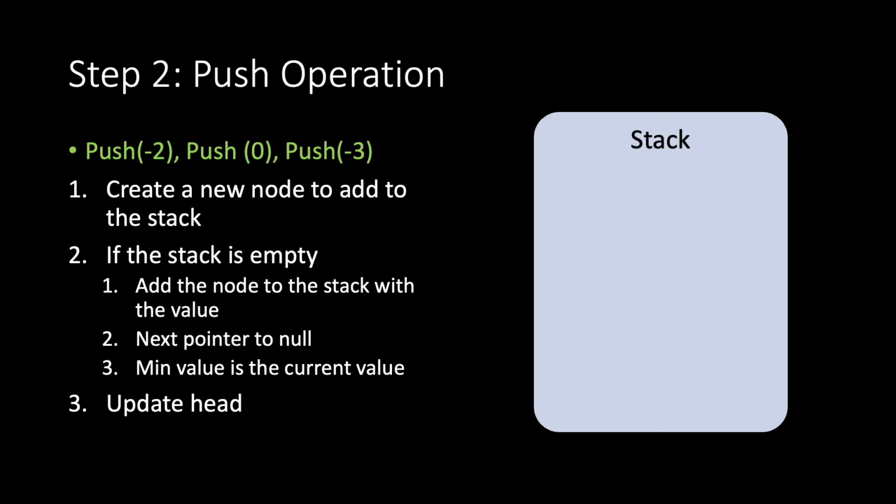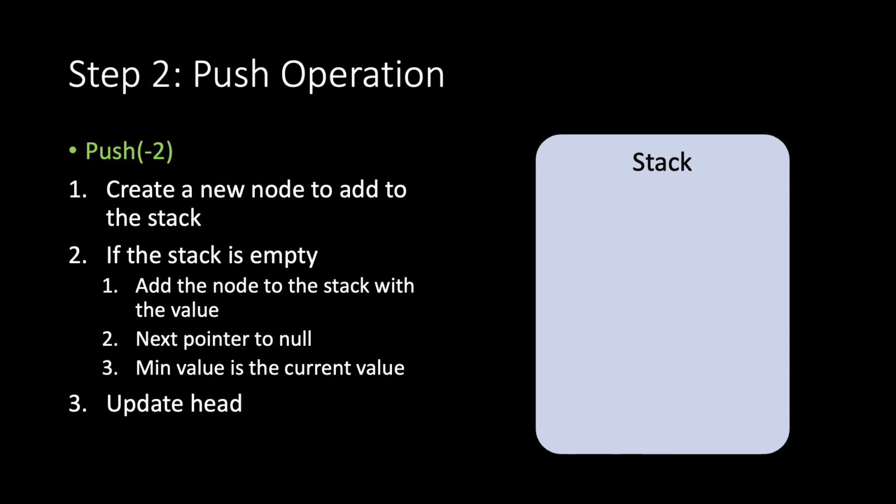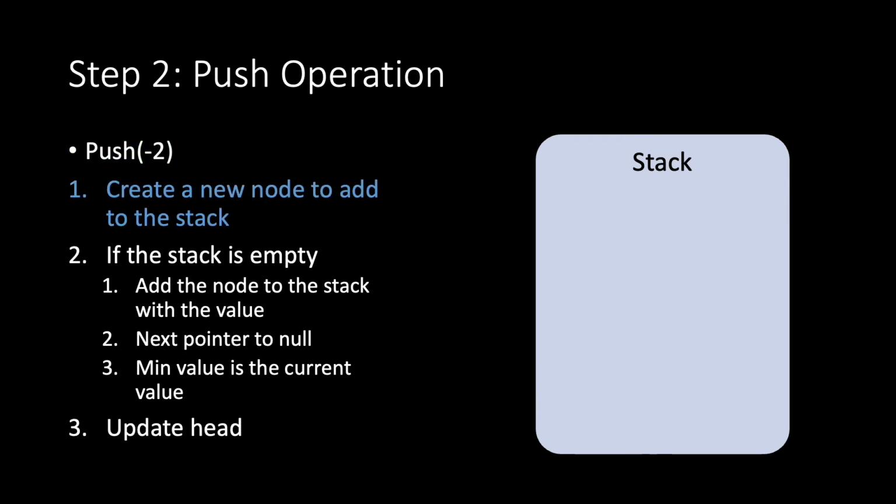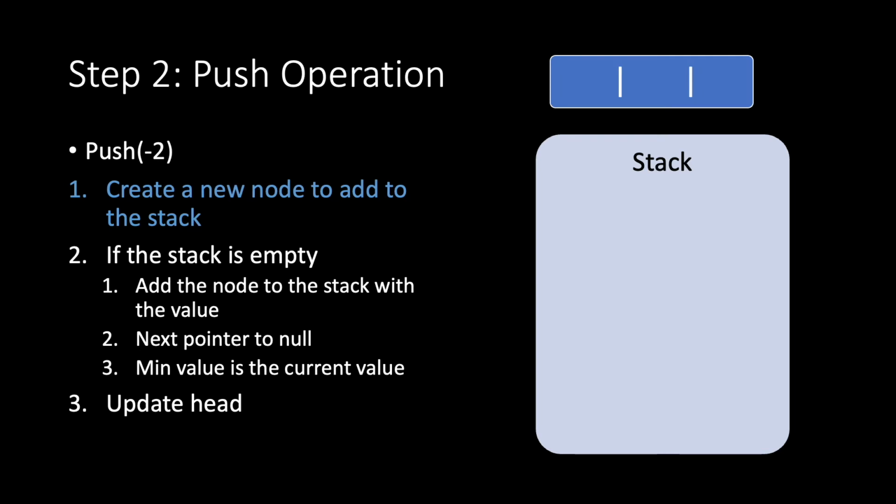So then we can make our own push operation, and we're going to use these examples of push with values of -2, 0, and -3. The first thing we're going to do is create a new node to add to the stack. And once we do that, we're going to check if the stack is empty. So if the stack is empty, in this case it is, because it's our first operation, we're going to add the node to the stack with the value given, in this case -2. So we're going to add the value to the node, and then we're going to add the node to the stack.